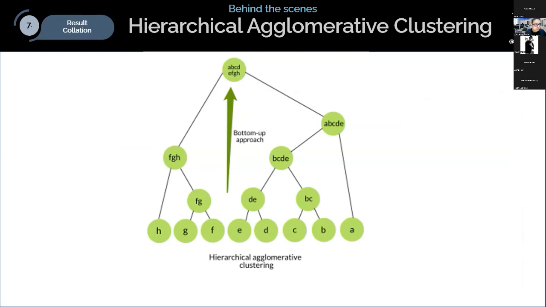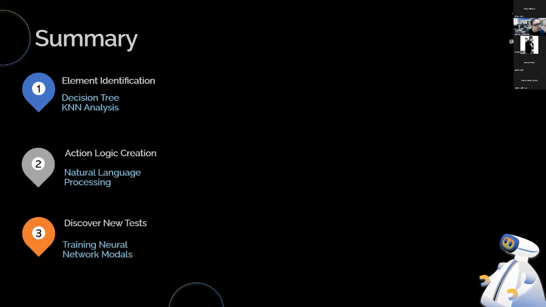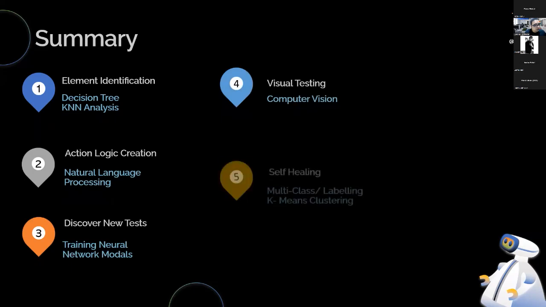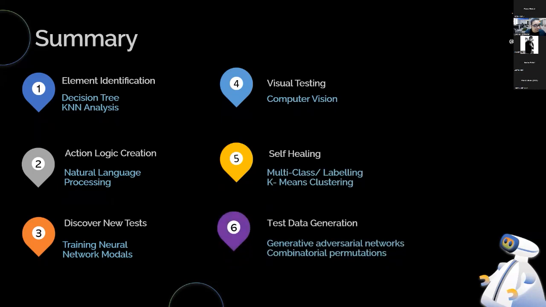Okay. So yeah, it uses HAC, which is hierarchical algorithmic clustering, which uses a bottom-up approach where it collates the relatively important data, and then it gives you the result there. Okay. So quick summary, we looked at element identification using decision trees, KNN analysis, action logic creation using NLP, discovering new tests using training neural network models, visual testing using computer vision, self-healing using multi-class K-means clustering algorithms, test data using generative adversarial network, combinational permutations, and result collation using HAC.